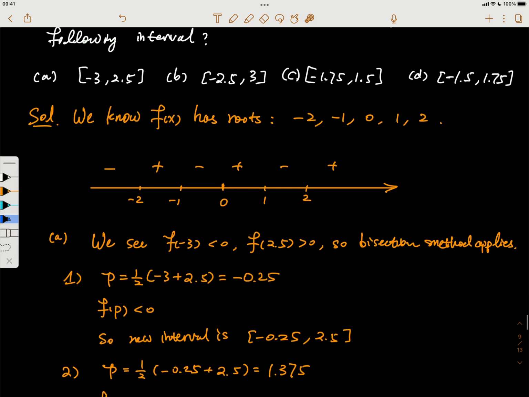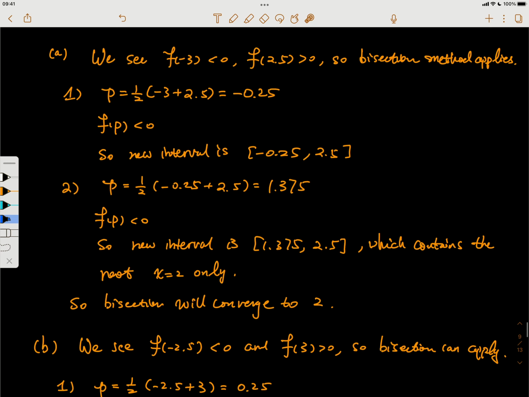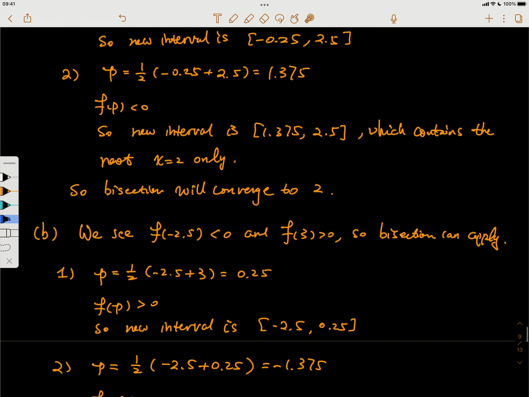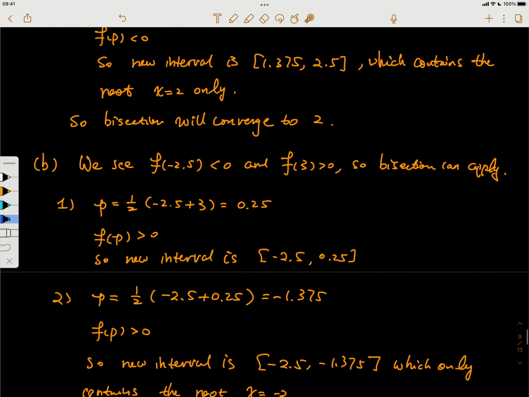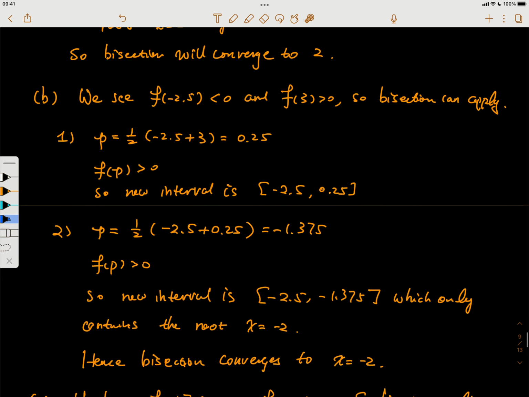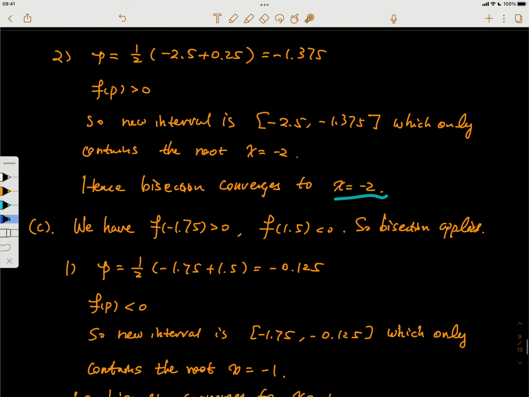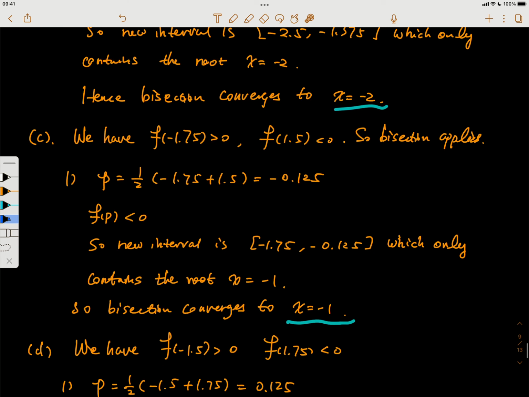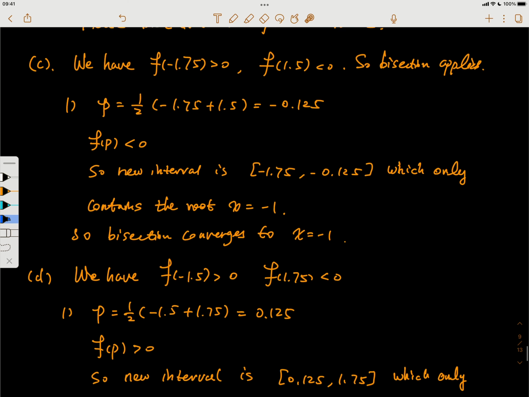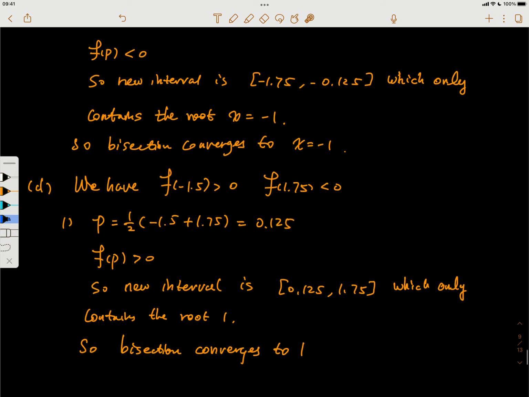So the same for all the others. I'm just going to list the results, but you can go over the exact same process to determine the root. For the second one, the bisection is going to stop at x equal to -2, and for the third you're going to stop at x equal to 1, and for the last case, your bisection is going to converge to 1.